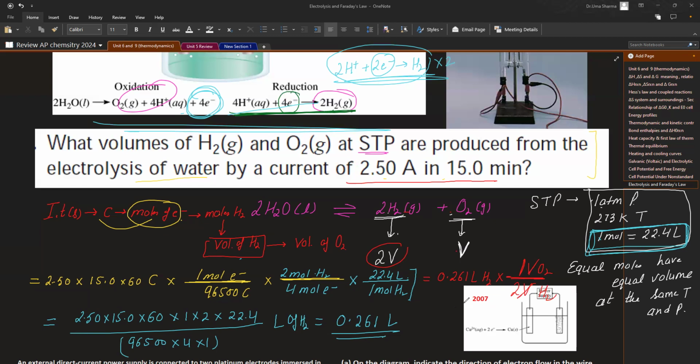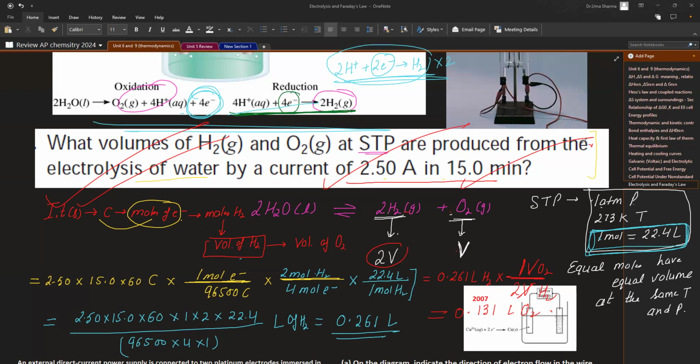Yes. Naisha is already answering it. Just divide it by 2. You need not show it. You have to simply say the volume of O2 will be exactly half of the volume of H2. 0.131 liters of O2. A good question. It's not the real AP question. This I picked up from the book just to give you a review of STP condition, how to relate everything.